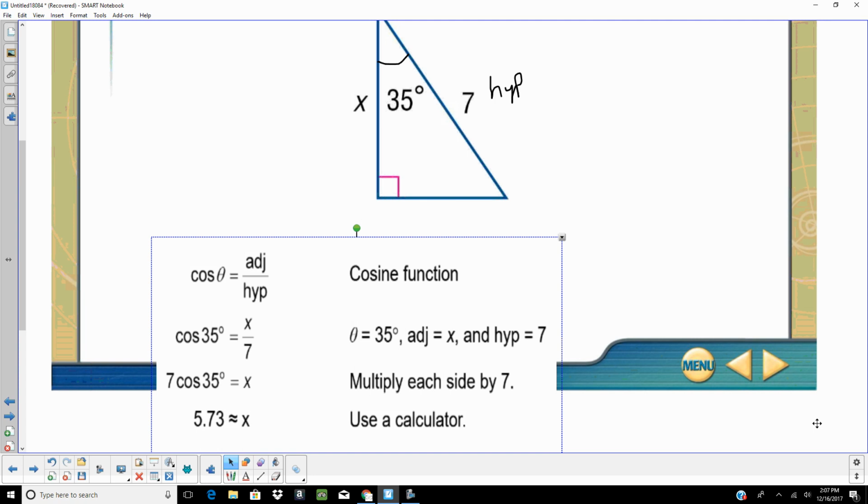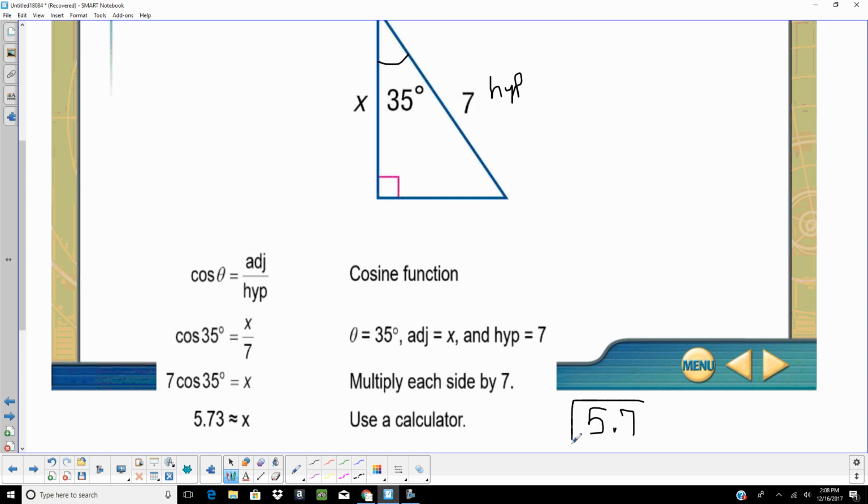And this is where the calculator comes in. You'll want to type in cosine 35 and then multiply by 7, and your calculator will give you 5.73. They told you to round to the nearest tenth, so your answer should be 5.7. That's not too bad, is it?